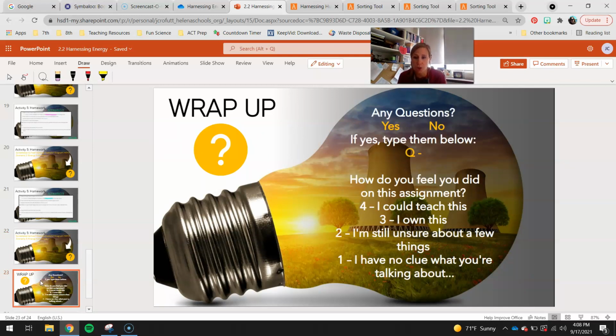Do you have any questions? Use your draw tool to circle yes or no. And then if you do have any questions, don't forget to type them right there by the question. And then 4, 3, 2, 1, how do you think you did on this assignment?